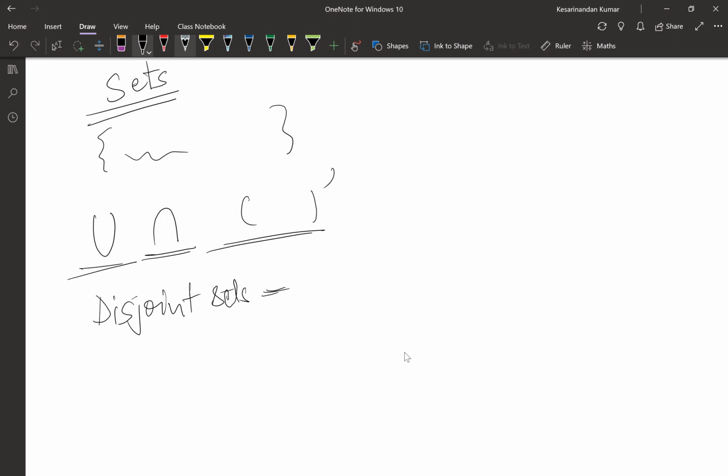Does anybody know what disjoint sets are? Okay, if the intersection of two sets is nil, that is, they do not have anything in common, they are known as disjoint sets. Now did you guys understand what disjoint sets are?